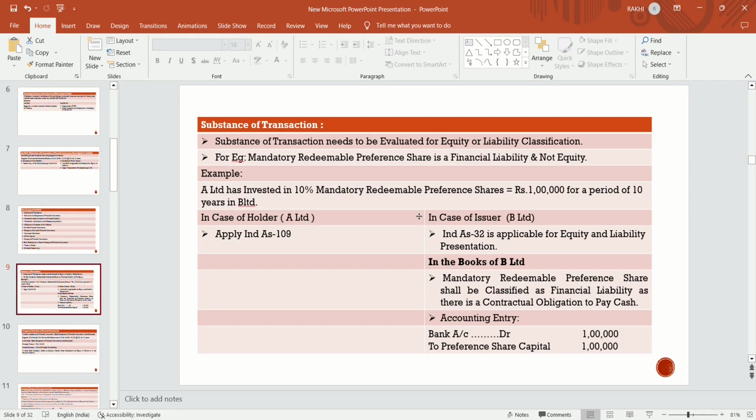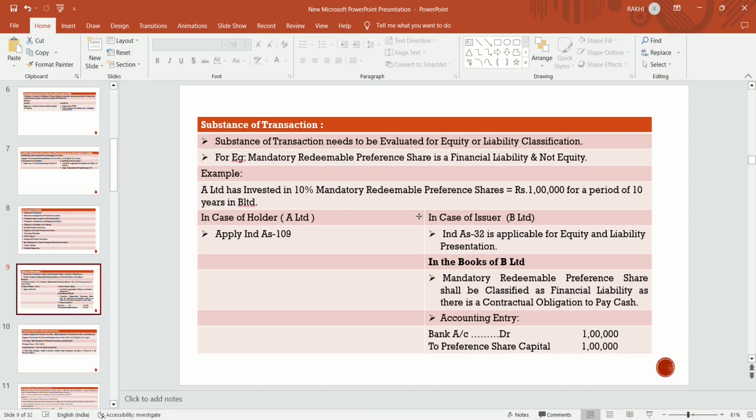Substance of transaction, what does it say? The substance of the transaction needs to be evaluated for equity or liability classification. For example, mandatory redeemable preference shares are a financial liability and not equity. How the transaction is to be evaluated from the perspective of equity and from the perspective of liability, how it should be classified, depends on how the transaction is made.